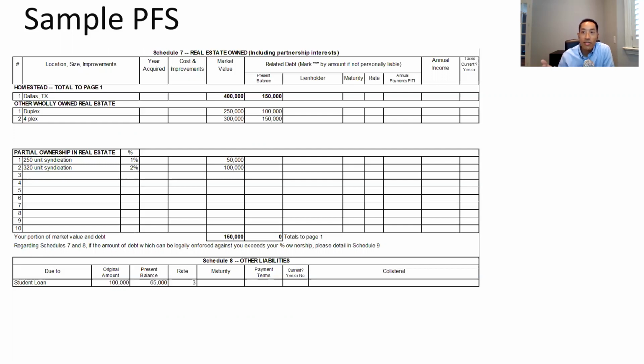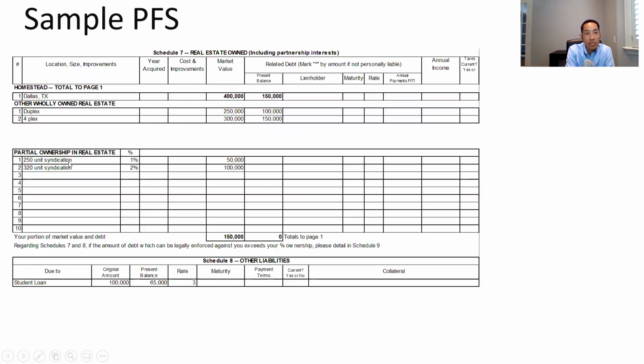The definition of accredited investor does not include your primary residence, but here for your net worth, it does. So put in your market value and then any debt related to that. Second category right here, the duplex and fourplex. We have the market value here, and then your present debt across the two properties. So those you own 100%.